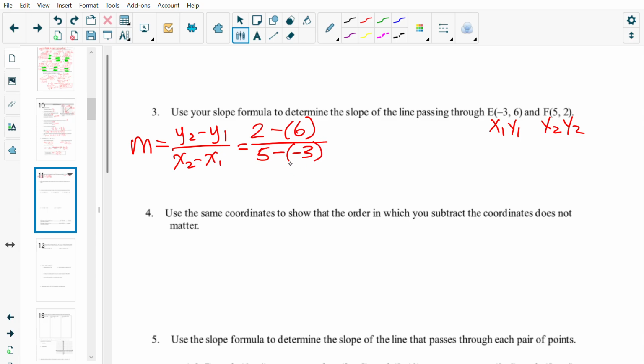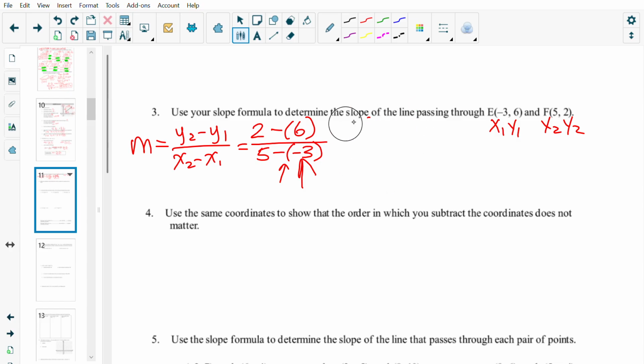negative 3. Okay, notice I use parentheses there, or brackets, because sometimes kids do this: 2 minus 6 over 5. Oh, it's a negative 3, so you just go like this. But this is not the same as this. That's 5 plus 3 versus 5 minus 3. That's why I use brackets.